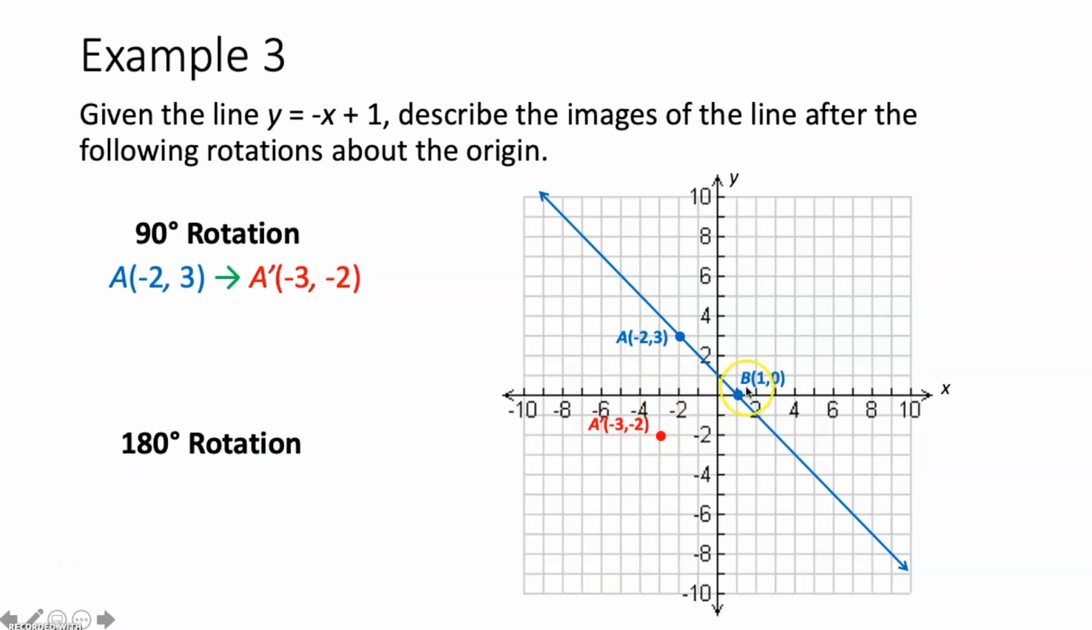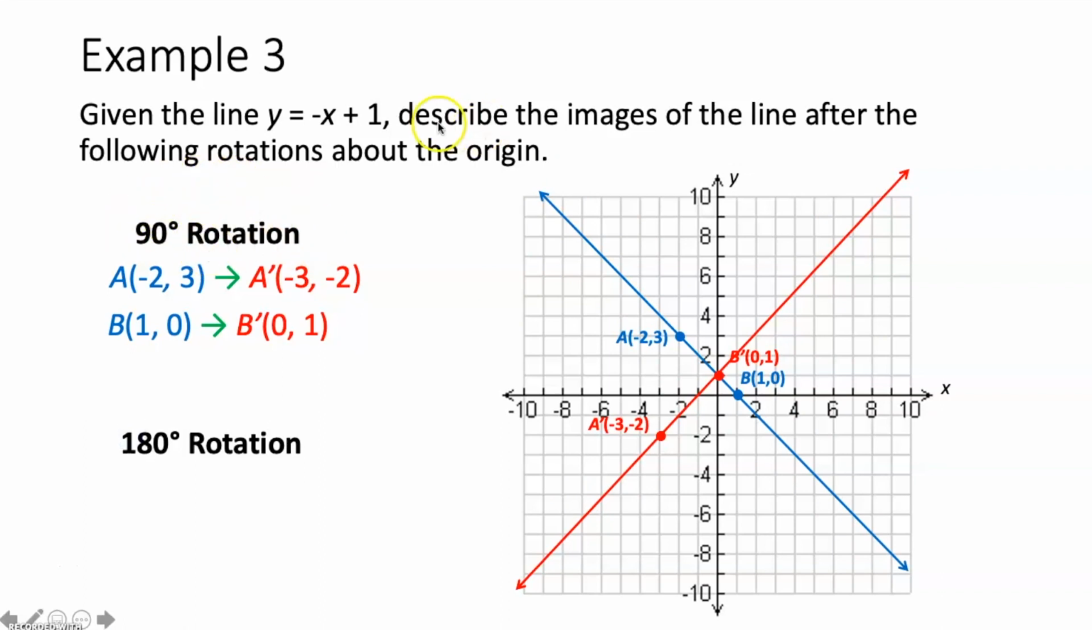Then I'm going to rotate this B over here, this other point that I picked, 1 comma 0. So if B is at 1 comma 0, then B prime is going to be at negative 0, or just 0 comma 1. So 0 comma 1, I go over 0 on the x-axis, up 1 on the y-axis, put my B prime, draw a line through those, and that is the image of our given line in blue after it's been rotated 90 degrees counterclockwise about the origin.